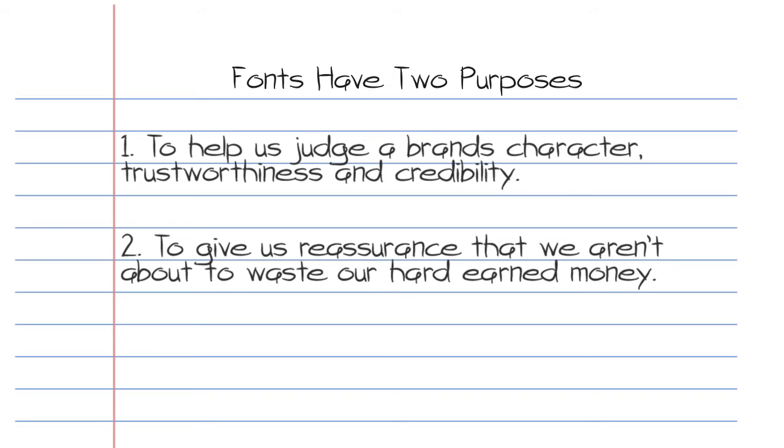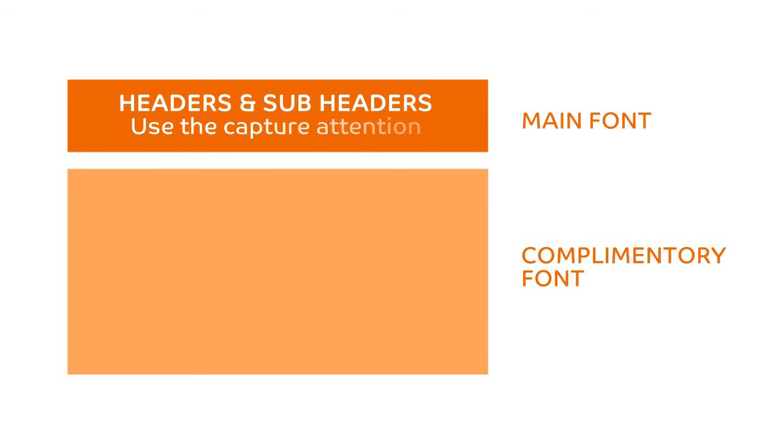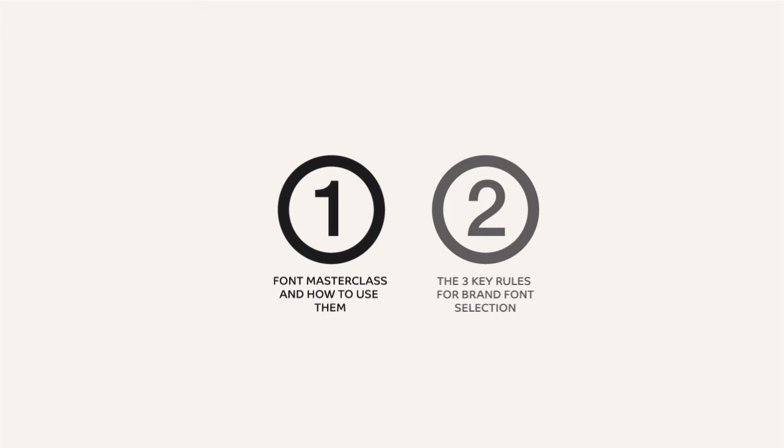our expectations. A brand should typically have 2 fonts, a main font and a complementary font. The main font is for headers and subheaders. Use this font when you want to capture the reader's attention. Your complementary font is generally used for, well, general content, such as normal text on a leaflet or on your website copy. Now you have a well-rounded idea of why and how we use fonts, I think you're ready to select the best fonts for your brand.